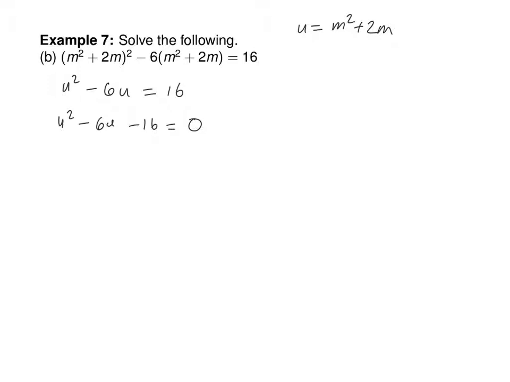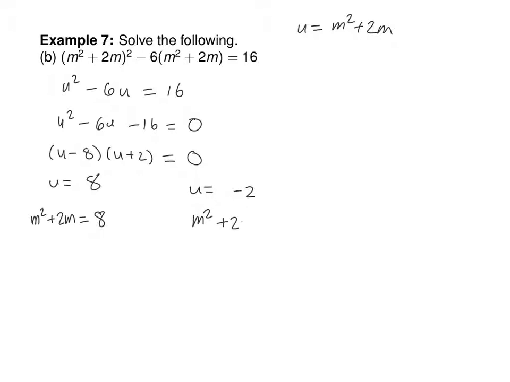Does that factor? What, u minus 8 and u plus 2, does that make sense? Okay. So what two things would u equal? Negative 2 and 8. So one thing is m squared plus 2m equals 8. And the other one is m squared plus 2m equals negative 2. And we hope they both can be solved by factoring.